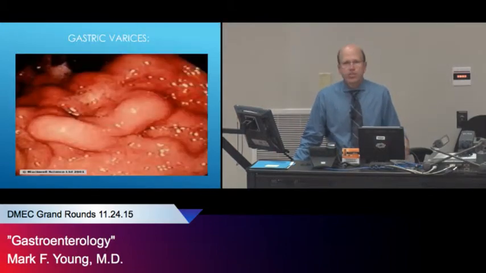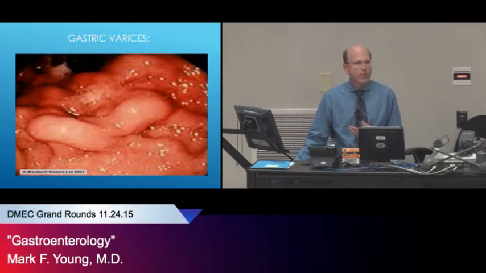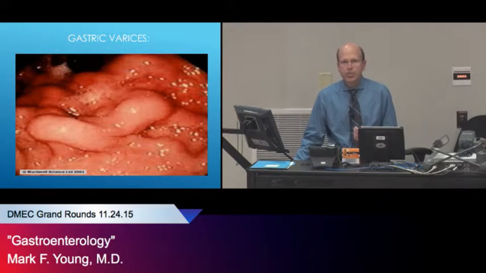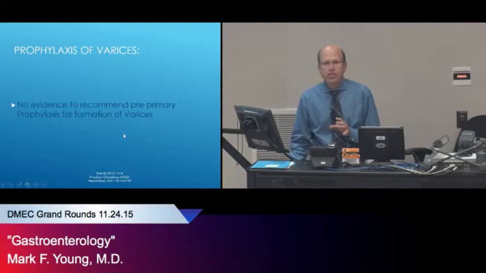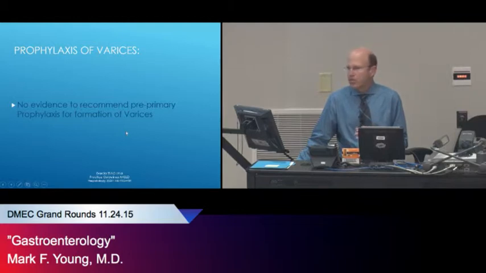Gastric varices are usually seen in the fundus of the stomach. We have really no great endoscopic therapy for gastric varices. Some centers use glue. Besides the TIPS, band ligation doesn't help, sclerotherapy doesn't help. Prophylaxis of varices, there's no evidence to this day that if you have a cirrhotic patient, if you place them on beta blockers, that is going to prevent formation of esophageal varices. So there is no evidence for pre-primary prophylaxis of varices.